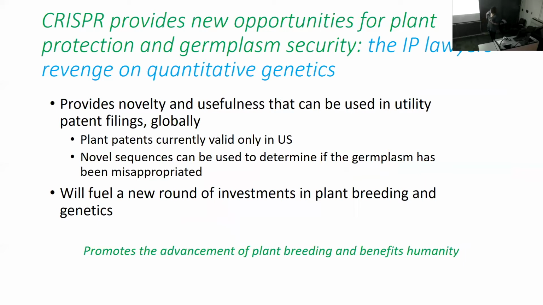I can just see these IP lawyers salivating over being able to have unique sequences caused by CRISPR with a function that can be used to patent materials globally, and also that are easy to police because you've got all those sequences there. I can just see a sequence on every chromosome arm to protect the germplasm. So that might make life complicated for all of us, but will fuel a huge amount of investment from industry into plant breeding and genetics. And like it or not, that is going to advance plant breeding and benefit humanity with improved yields.